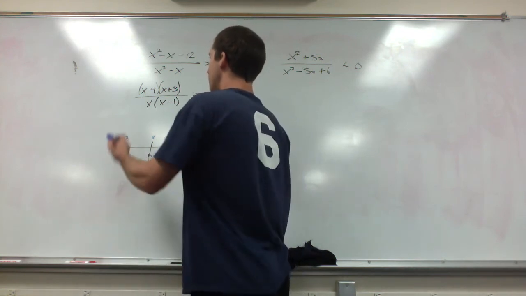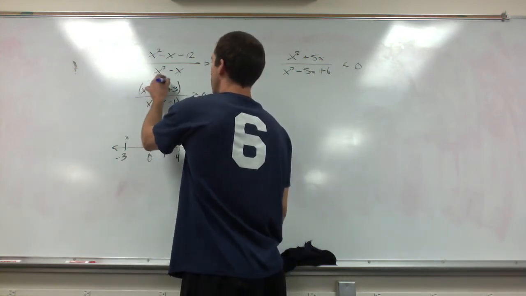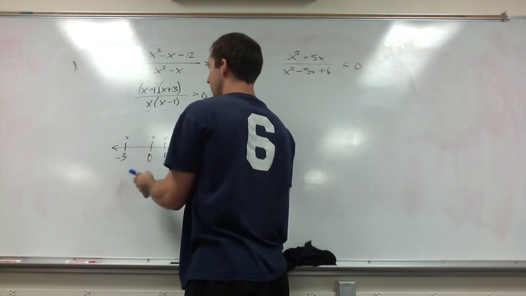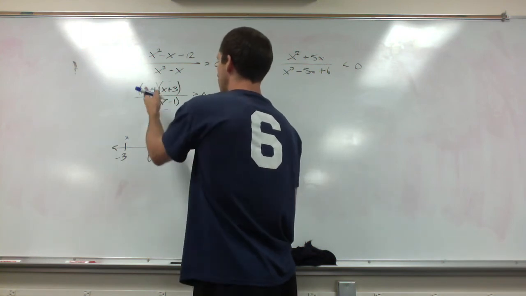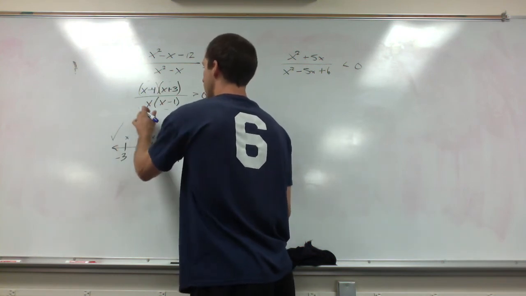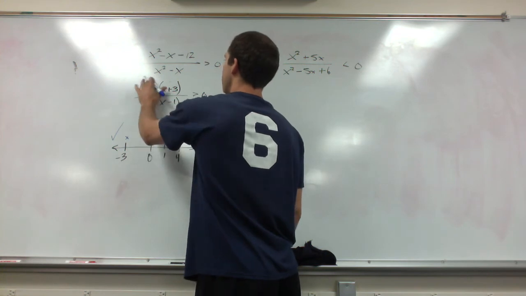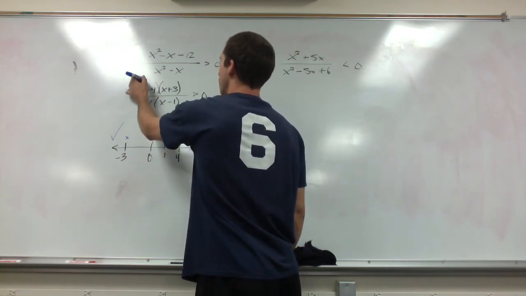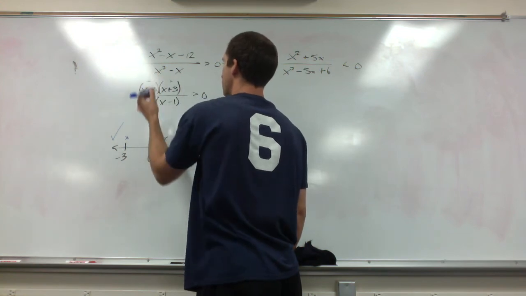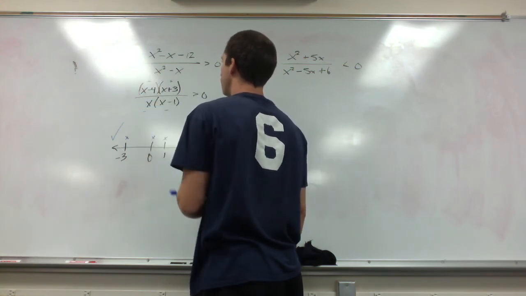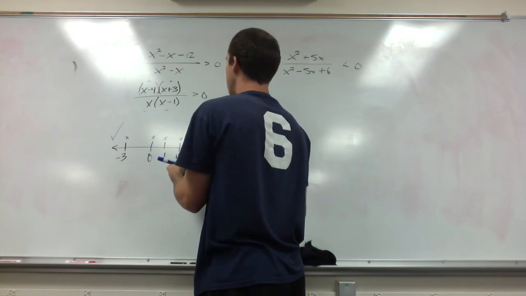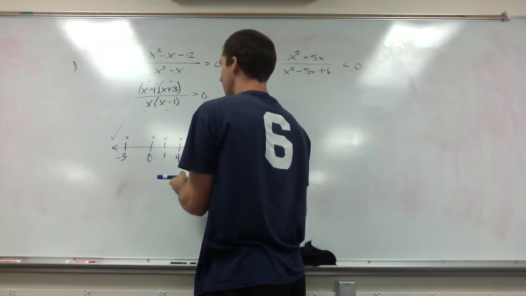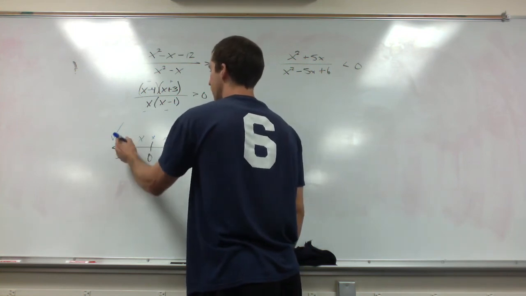So maybe substitute negative 5: negative, negative, negative, negative. That product would be positive, so that's good for us. Maybe negative 2, that'd be negative, that'd be positive, negative, negative. 3 negatives is going to be negative, which is not greater than 0. No good.